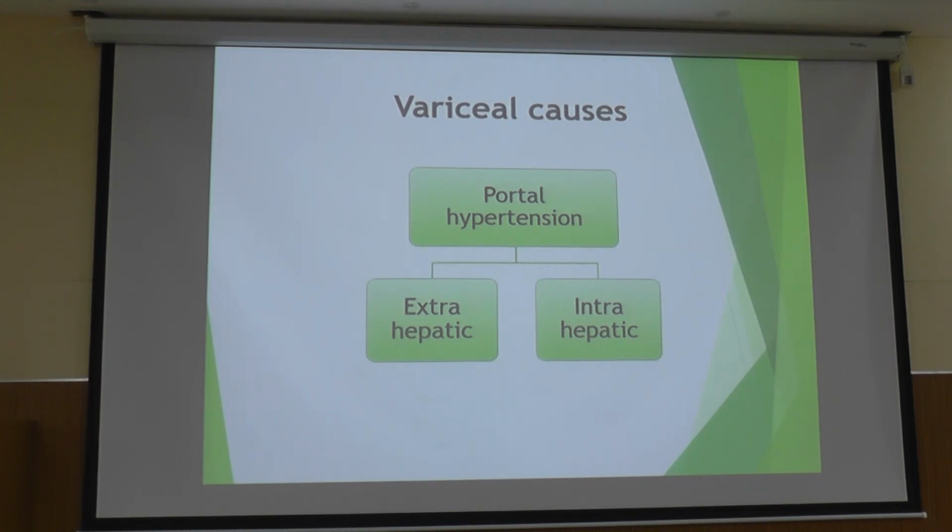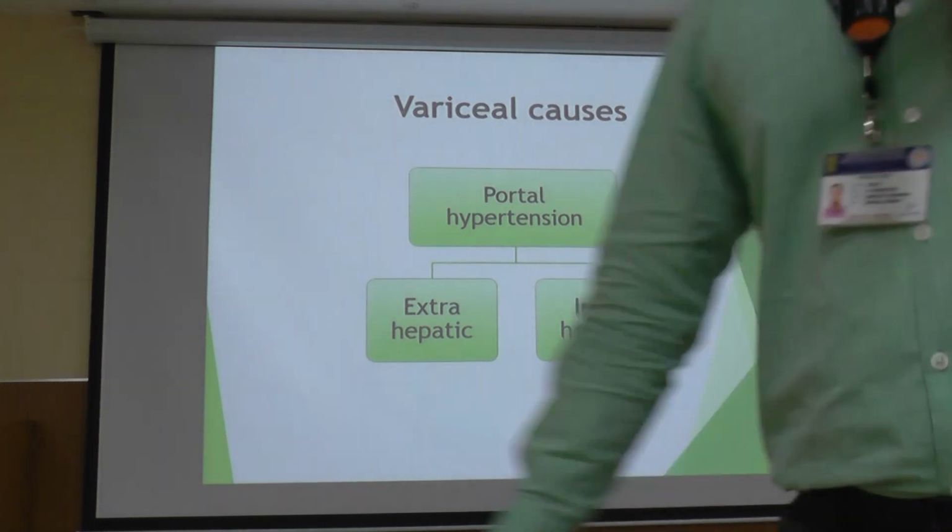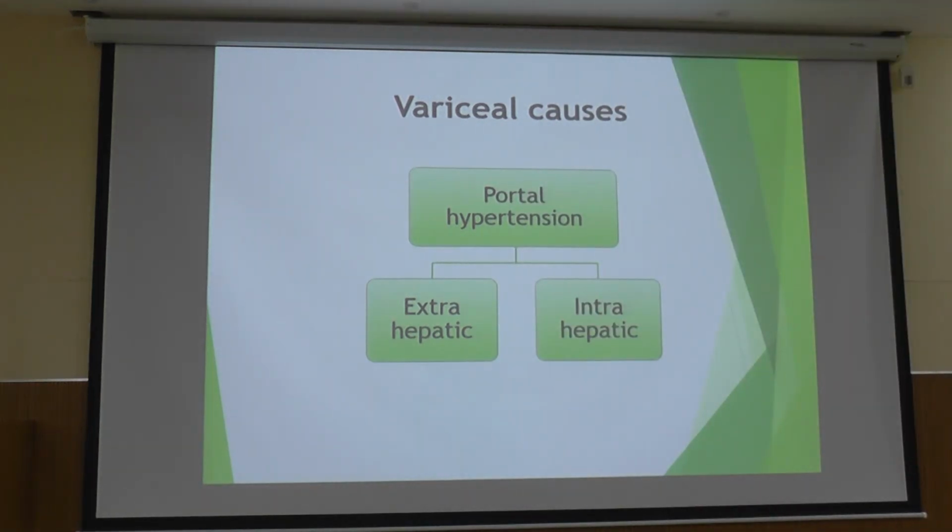Some I would like to mention. One is hemobilia. What is hemobilia? The meaning is there in the word. Hem is blood, bilia is bile. Blood in bile. So when can you expect blood in the bile? Gallbladder, what? How will the gallbladder bleed?